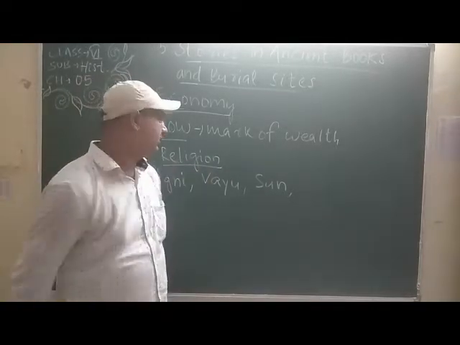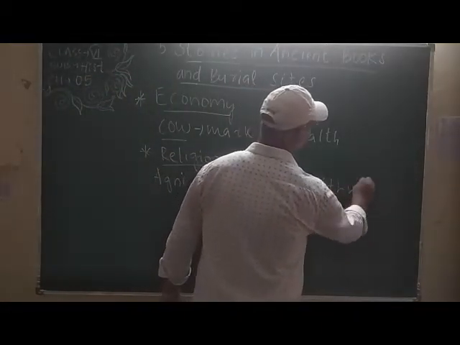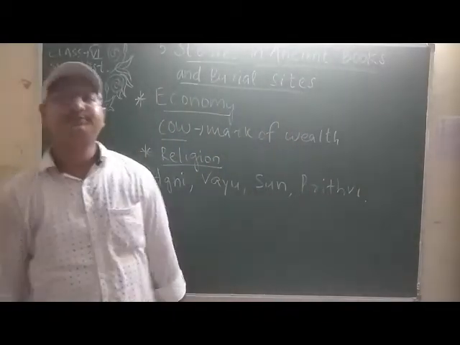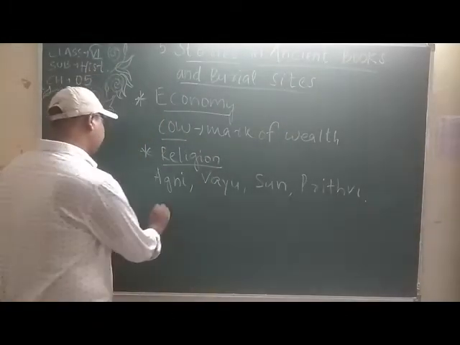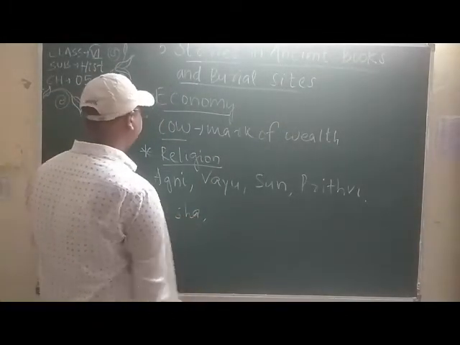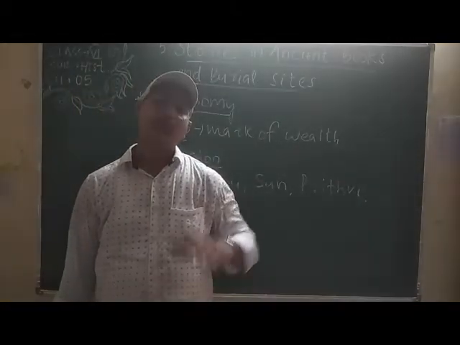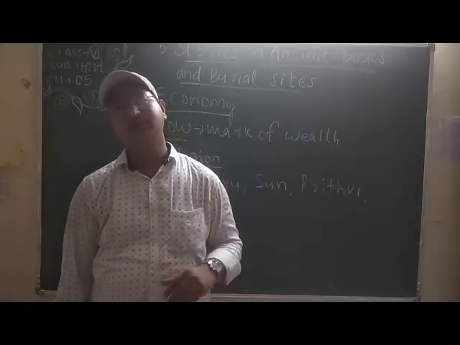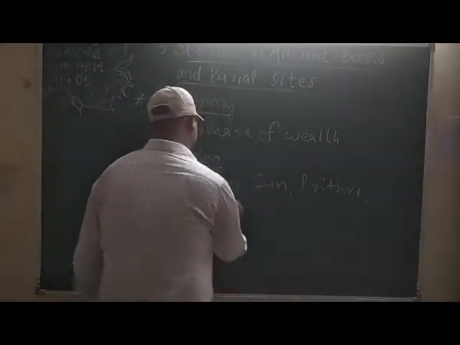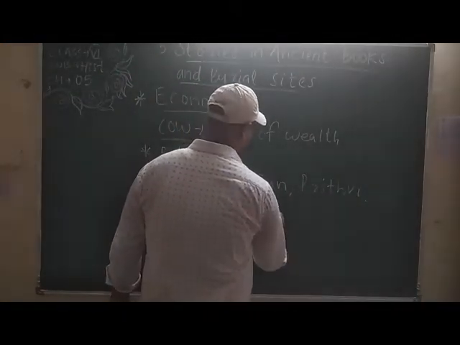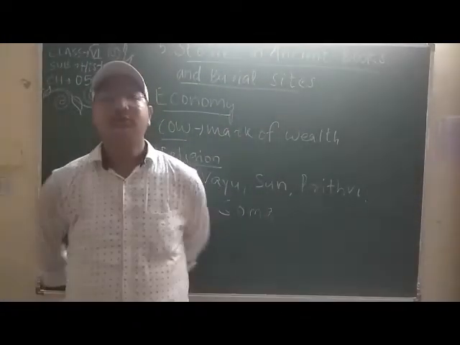Prithvi was the goddess of earth. Prithvi, students, means the goddess of earth. Then Usha, the goddess of dawn. Dawn means the time of morning, sunrise, that is called dawn. And Soma, the god of plant. As I have told you, Soma Ras was taken as an alcoholic drink. It was taken from a plant, and that plant's name was Soma.